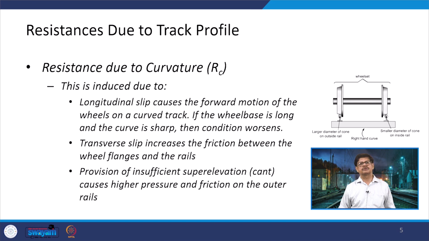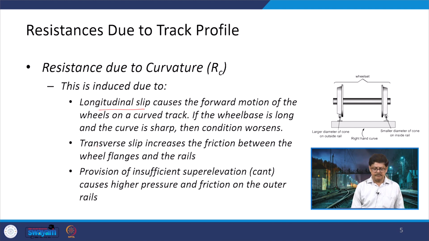The reasons which we also talked about in terms of the coning of wheels, there also we said there is a longitudinal slip, and this longitudinal slip is caused when there is forward motion of the wheels on a curved track. If the wheelbase is long and the curve is sharp, then the condition worsens further.